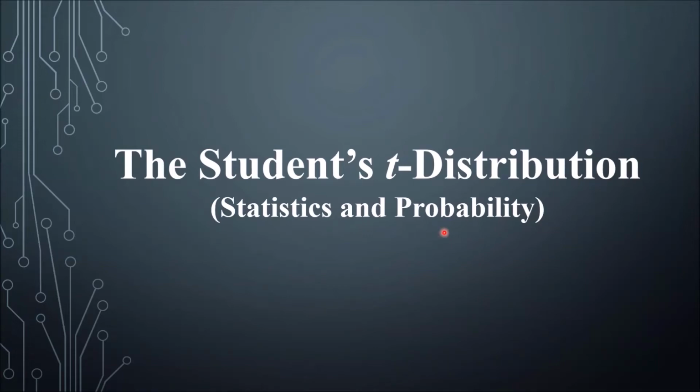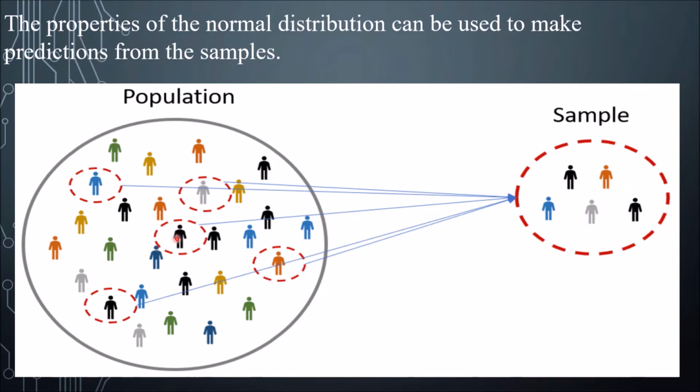The student's t distribution. An important theorem called the central limit theorem states that the means from sufficiently large samples drawn from a population follow a normal distribution. Hence, the properties of the normal distribution can be used to make predictions from the samples.